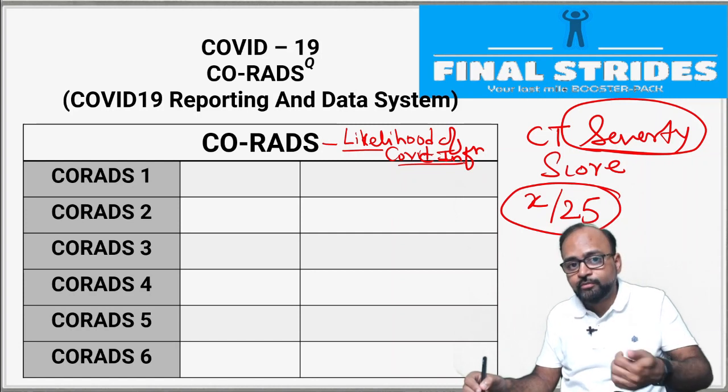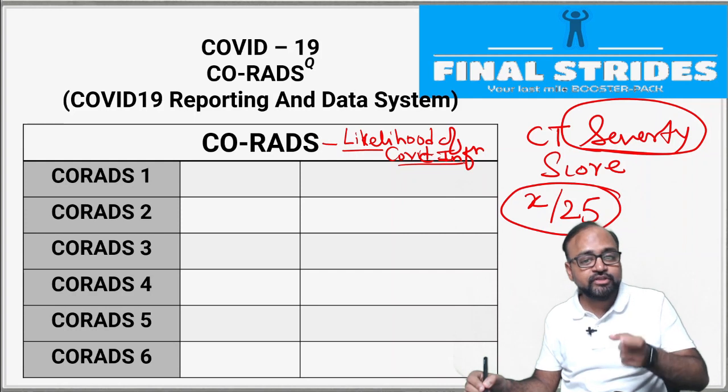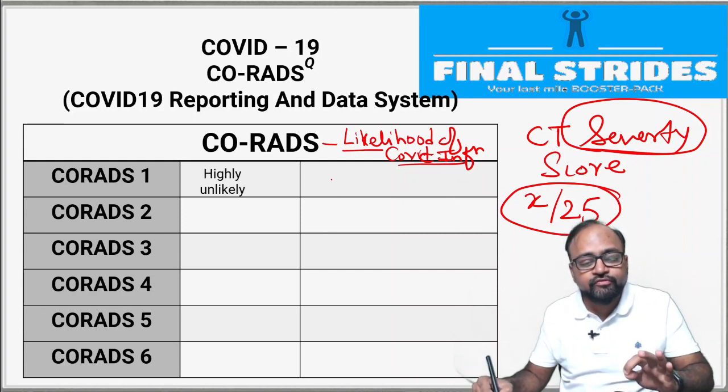RT-PCR report is not available. You look at a CT scan. By looking at the CT findings, how likely is there COVID infection? That is what is the CORADS category. So CORADS 1 is when COVID infection is highly unlikely because the CT scan is absolutely normal.